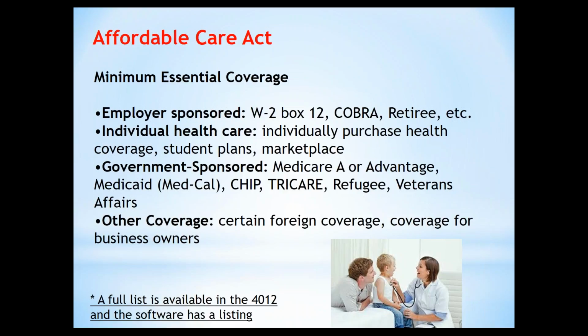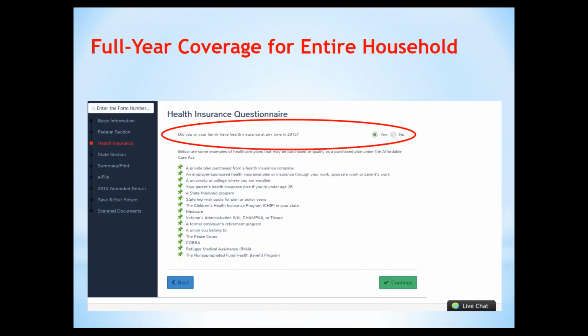So individual health care, even if somebody buys insurance through any sort of private healthcare coverage, that counts as minimal essential coverage as well. There are student plans, so if somebody comes in and they're a college student and they've indicated they have insurance coverage through the college, then that counts as minimal essential coverage. Also, if somebody has bought any insurance through the marketplace, which we will get into further detail on, that counts as minimal essential coverage. And in that case, you can just indicate that the person has health care coverage all 12 months of that year.